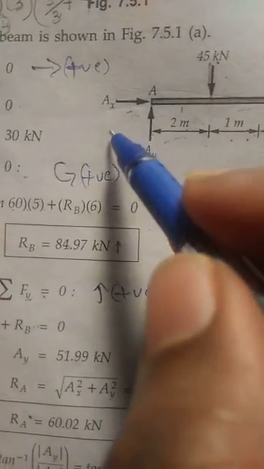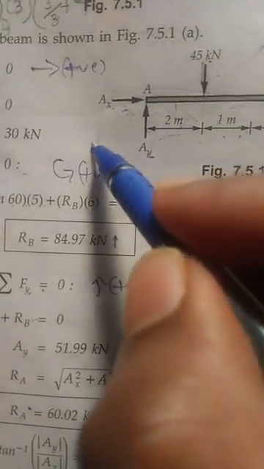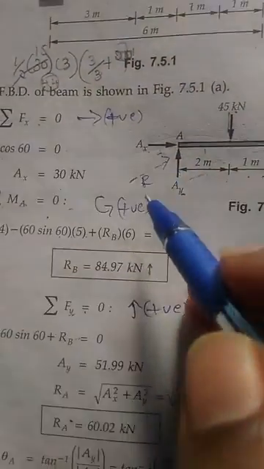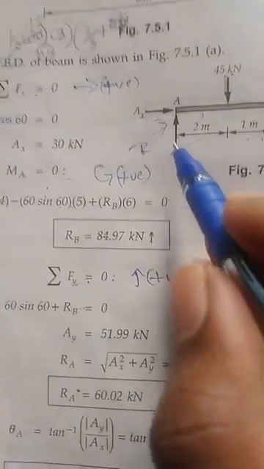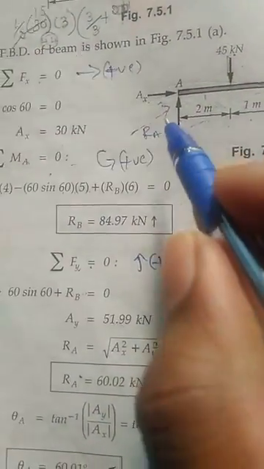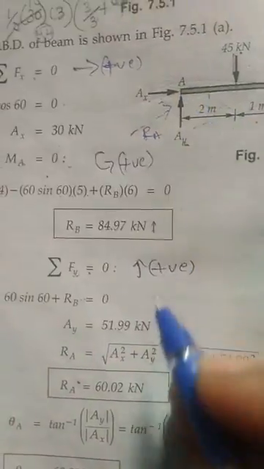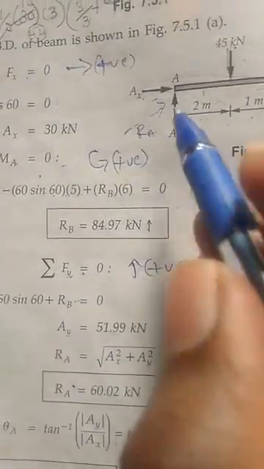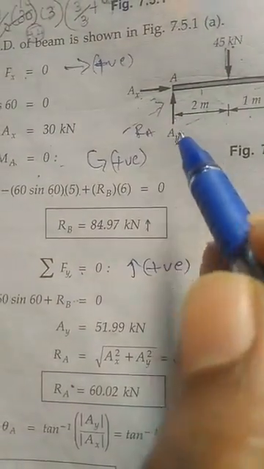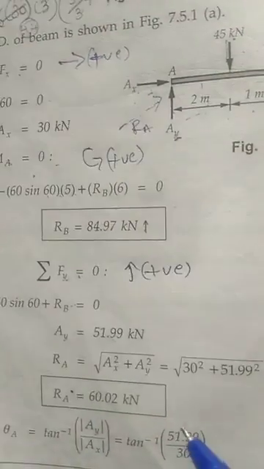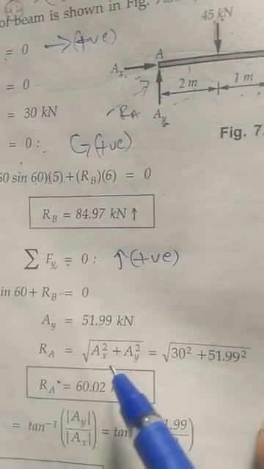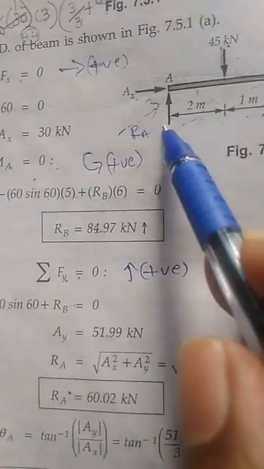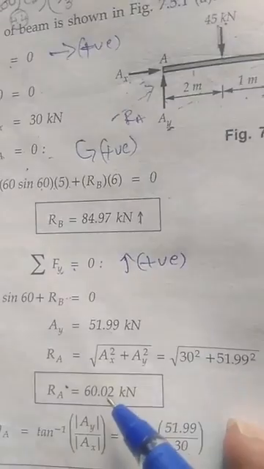Whatever reactions they asked, you have determined, but in the hinge portion you must be very careful. At A, the resultant force will be there for the two forces AX and AY. Take a resultant force RA, which is equal to square root of AX square plus AY square. Both AX and AY have been determined, just insert the values and find the resultant force RA, which is 60.02.